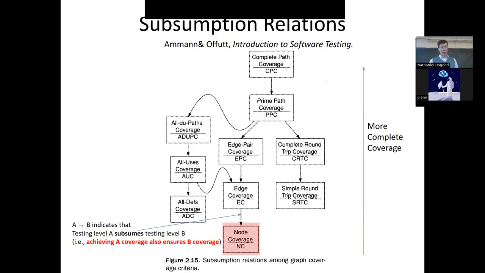So yes? Is the word subdue or subsume? Subsume. In fact, it's right on this slide, Juan. Great question. S-U-B-S-U-M-E.